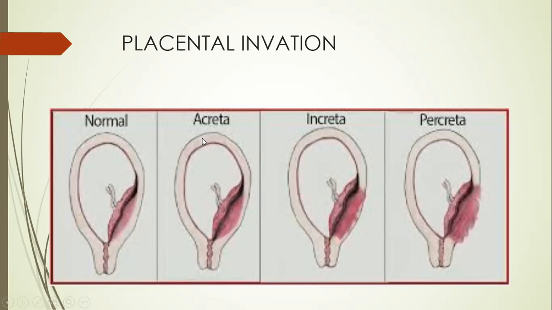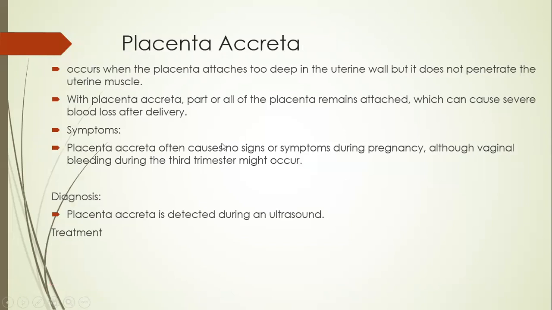So what is happening in placenta accreta? The depth of involvement of the placenta into the myometrium is increasing in accreta, increta, and percreta. So the level of penetration into the myometrium is increasing in these three different cases. What is placenta accreta? It occurs when the placenta attaches too deep in the uterine wall, but it does not penetrate the uterine muscle. So this is the main difference.